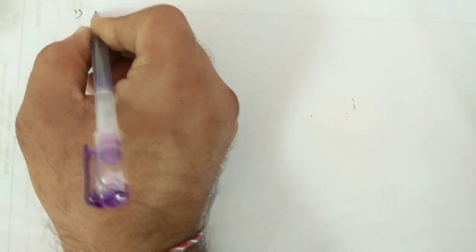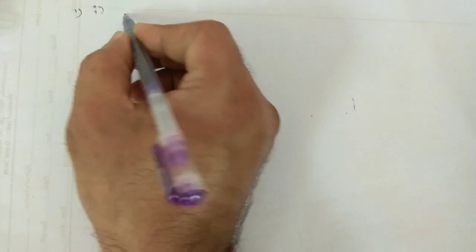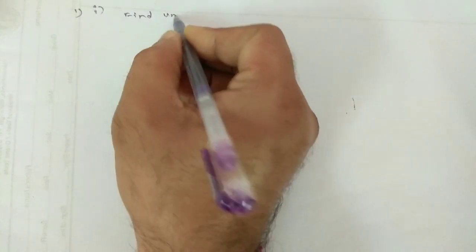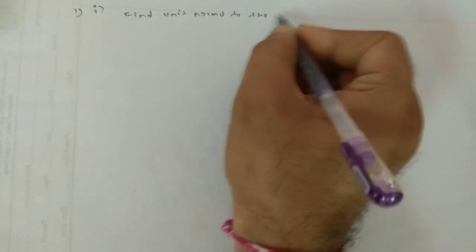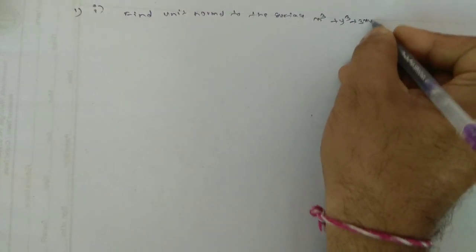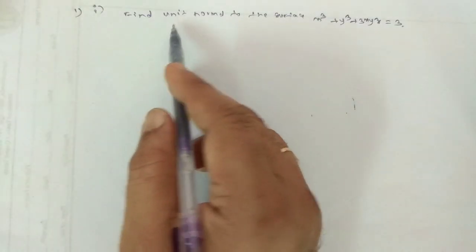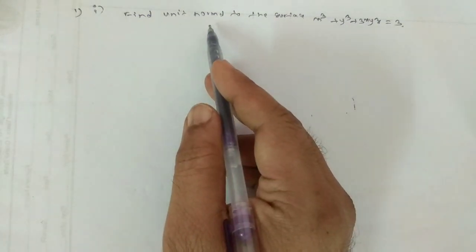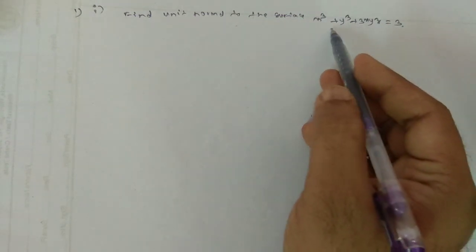Now here is the next bit, it is I. So what they have given is: find the unit normal to the surface. The surface equation is x cube plus y cube plus 3xyz equal to 3. Remember, unit normal is also called a unit vector. So you need to calculate the unit vector corresponding to the given equation.